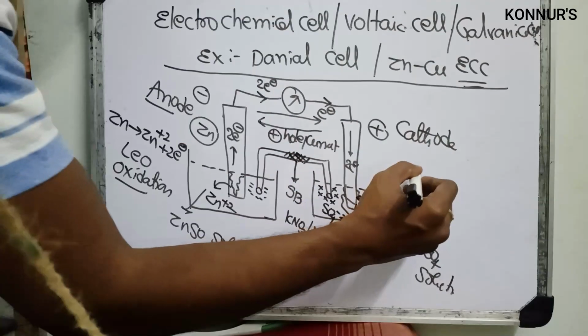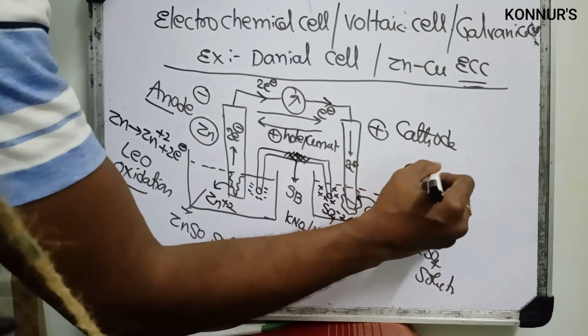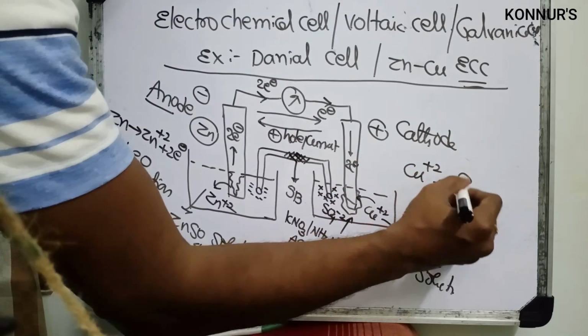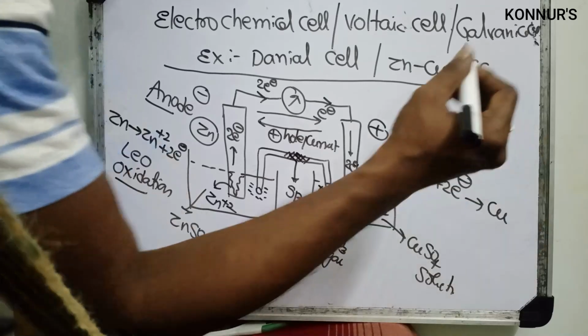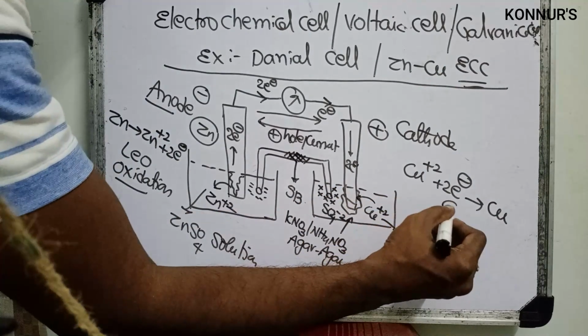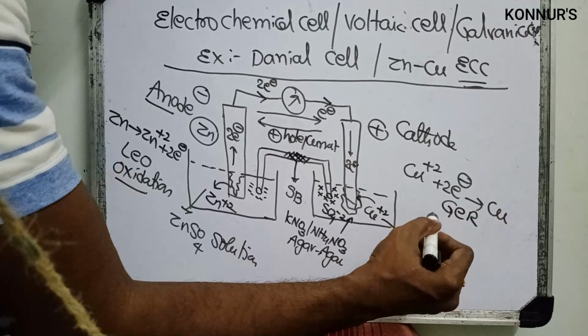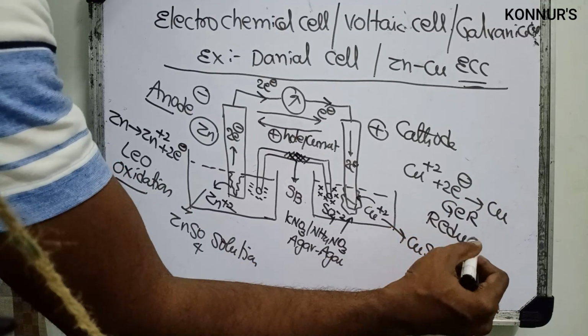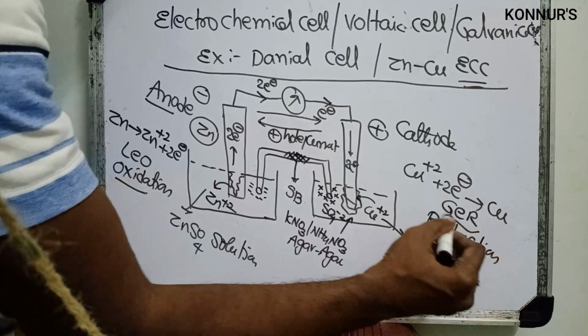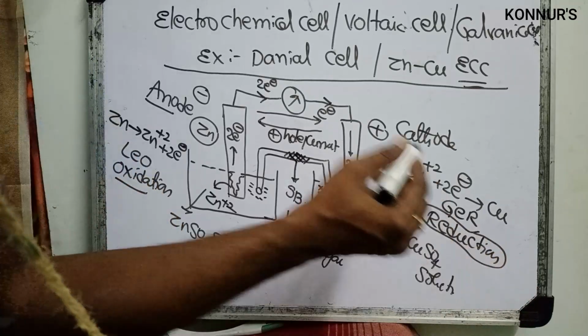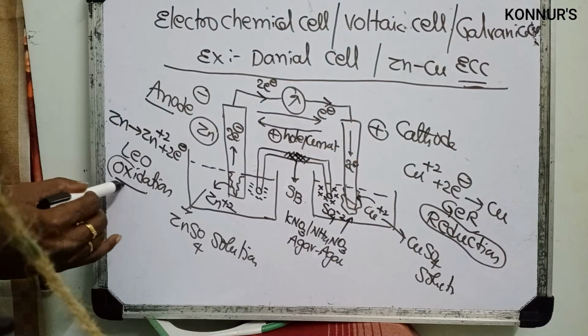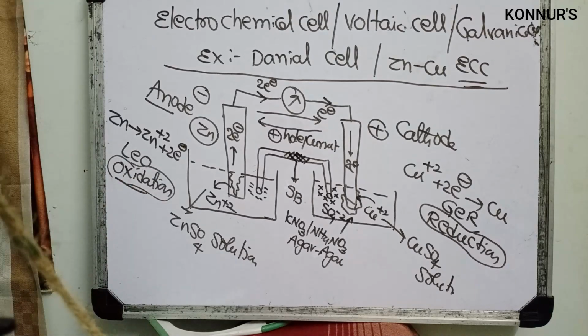Next, at cathode what happens? Cu plus 2 takes 2 electrons and becomes Cu. That means gain of electrons, which is called reduction. So reduction takes place at cathode, and oxidation takes place at anode.